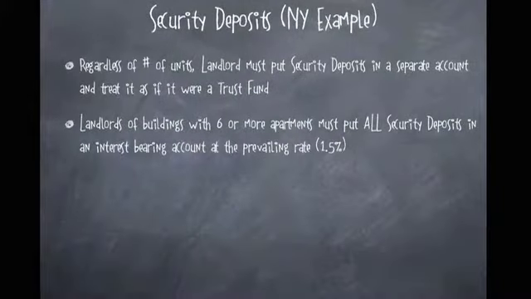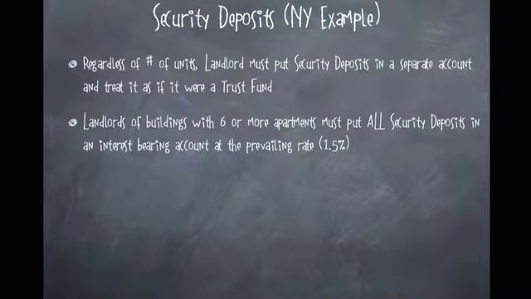This one was interesting. Landlords of buildings with 6 or more apartments must put all security deposits in an interest-bearing account at the prevailing rate, 1.5% for New York State. Now, I had no idea that based on the number of units in the apartment is whether or not to actually put interest on those accounts. I thought it was kind of globally or not, and again, this is New York State, so it could be on all security deposits for your state you need interest, but I did not know you didn't have to unless you had 6 apartments or more in one building.